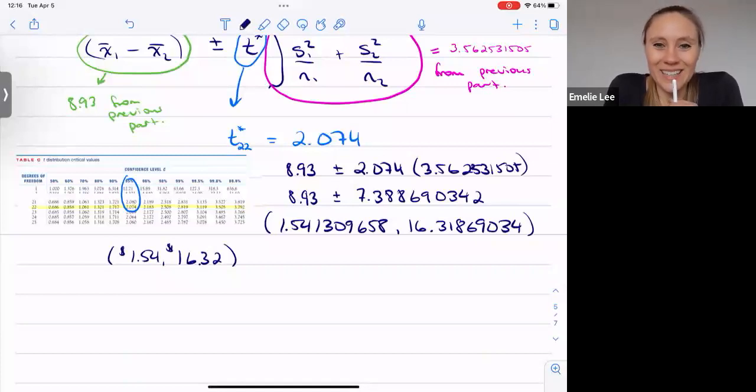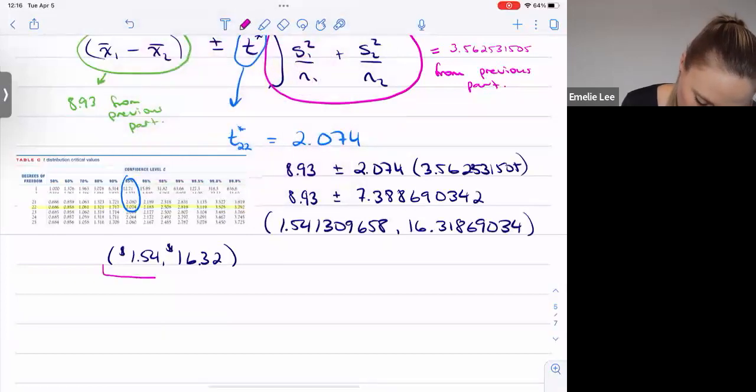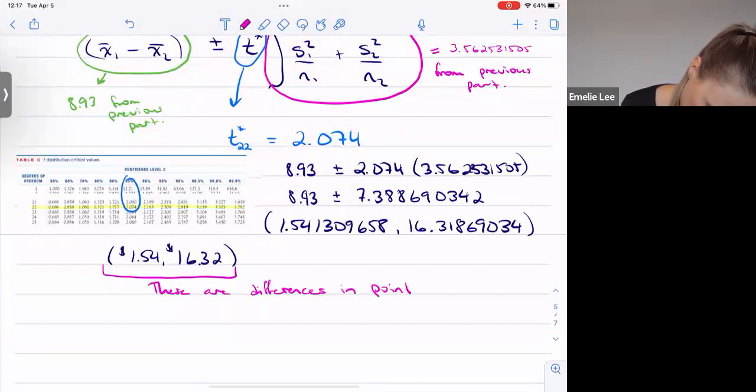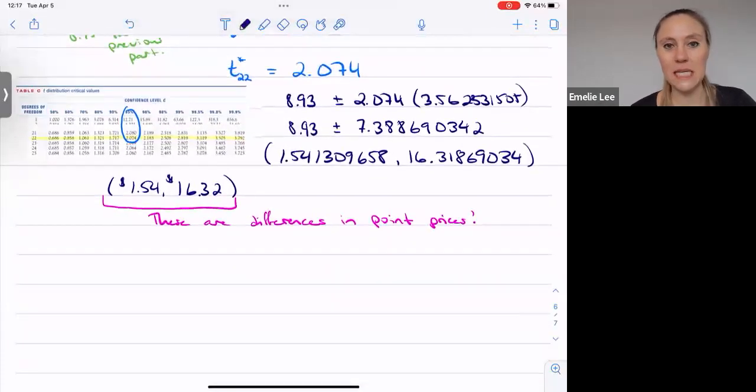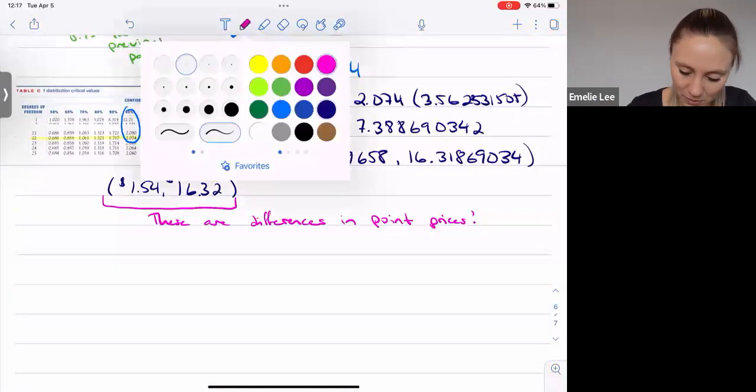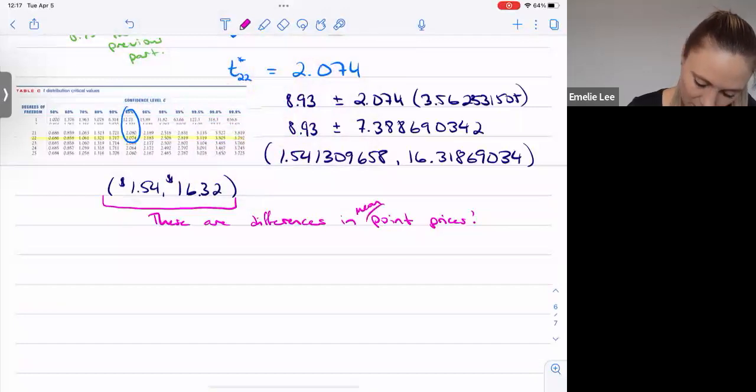So let's interpret our confidence interval first, keeping in mind that this is the difference in point prices. So notice that these are differences in point prices. Right, because we're talking about the mean, the difference in means, and maybe what I'll say is in mean point prices, just to emphasize.